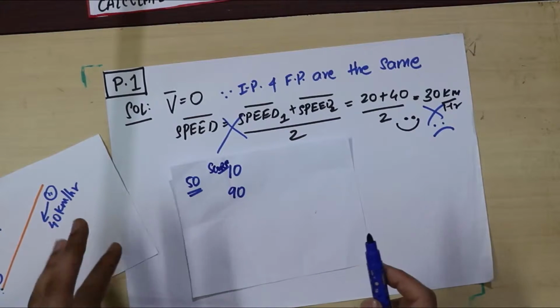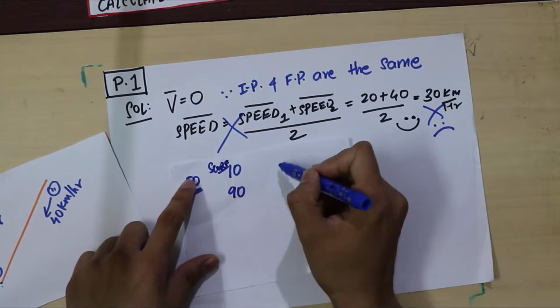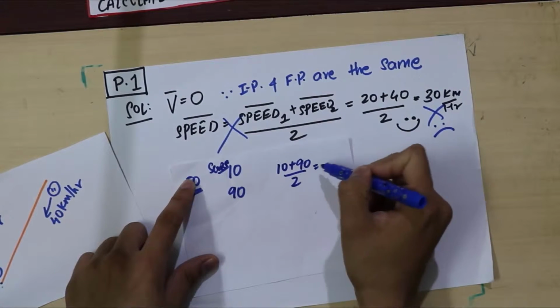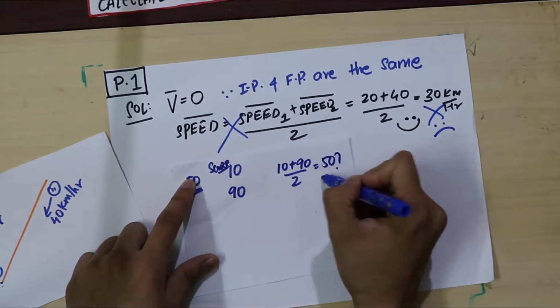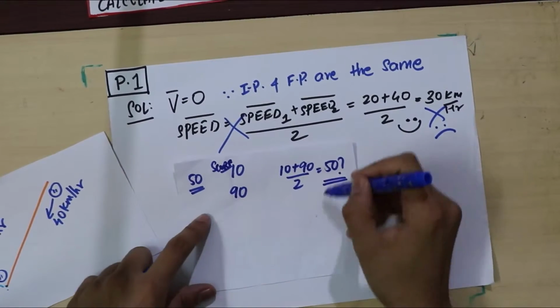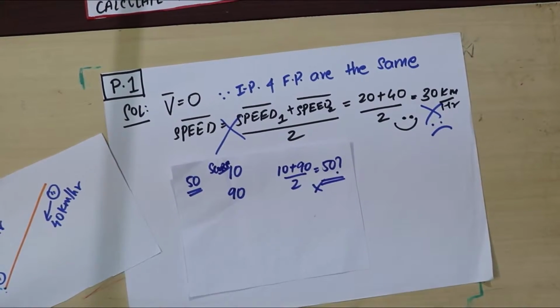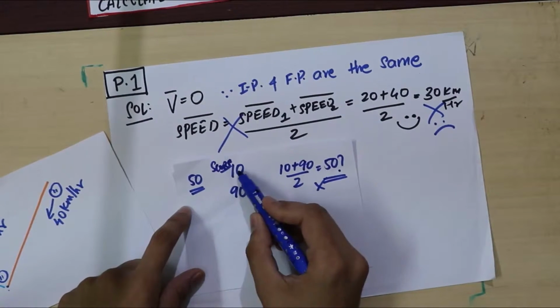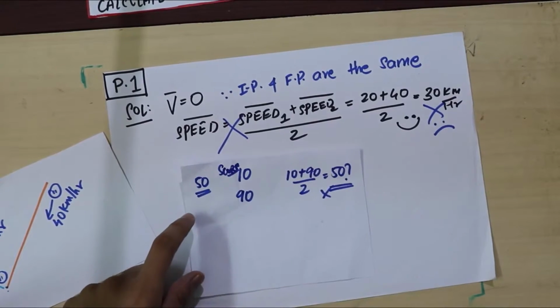So what's the average value? Would the average value be 10 plus 90 divided by 2 equal to 50? Do you think so? Is that the value? The answer is no. It's not the value, because to calculate the average value, you need to know how many students got 10 and how many students got 90.